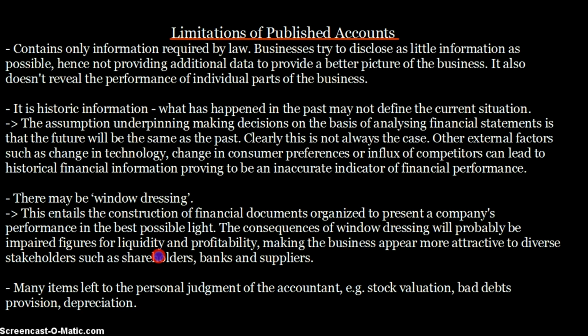There are of course many methods a business can use to window dress. The basic idea is that they want to show that the liquidity and profitability are good, which may not be the case, and hence provide an incomplete or inaccurate picture of the business performance.